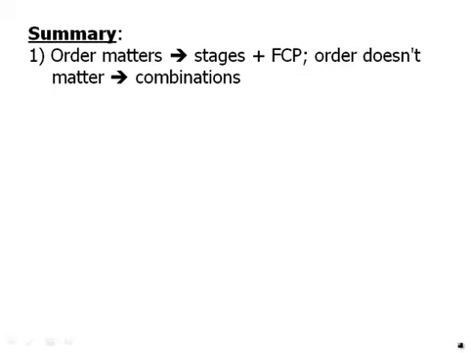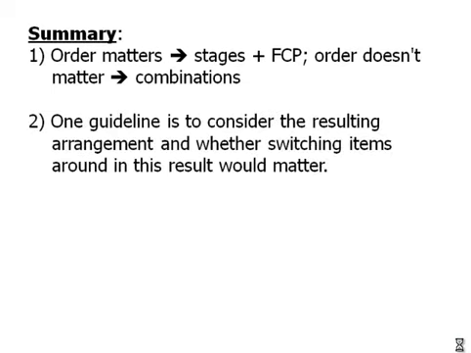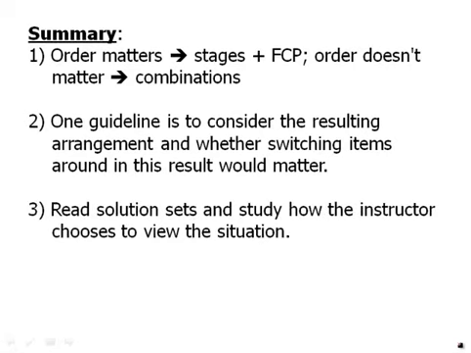In summary, if order matters, we break it into stages and just use the ordinary fundamental counting principle. If order doesn't matter, we use the combinations approach. One guideline is to consider the resulting arrangement and whether switching items around in this result would matter, whether it would meaningfully make some kind of different arrangement. That's one possible guideline to use.